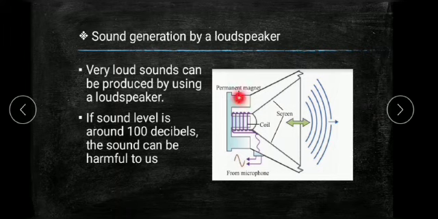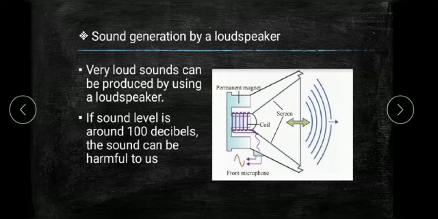Here, a coil is wound around a permanent magnet. The conical screen of the loudspeaker is attached to the coil. When a current is passed through the coil, a magnetic field is produced. Its interaction with the permanent magnet results in the back and forth motion of the coil.